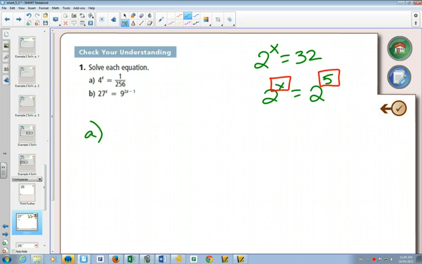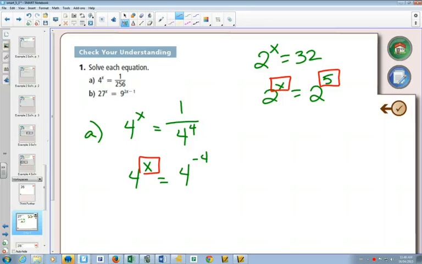Are 4 and 256 on the same powers chart? Yes, they're both on the powers of 4, right? So we can say, I'm going to keep this one as 4 to the x, and 256 is 4 to the power 4. Now, on the right-hand side of the equation, my 4 is in the denominator. If there was a nice way to move that up to the numerator, how could I do that? Negative exponent. And now from observation, what does x have to be? X has to be minus 4.